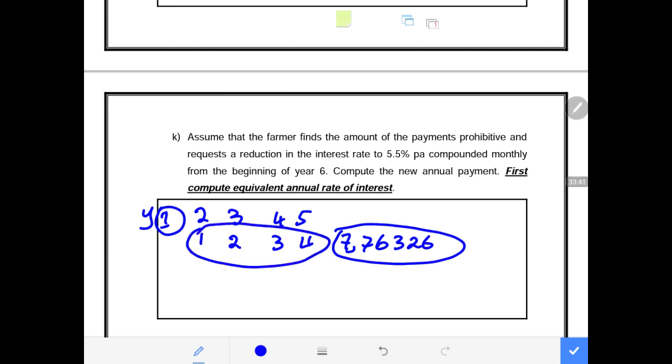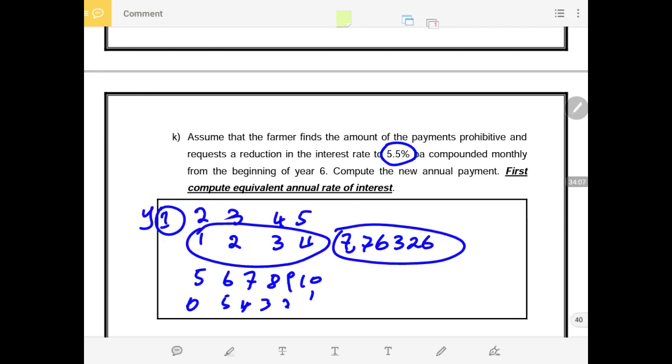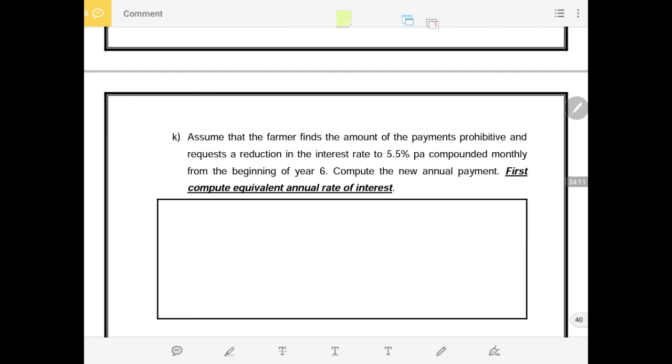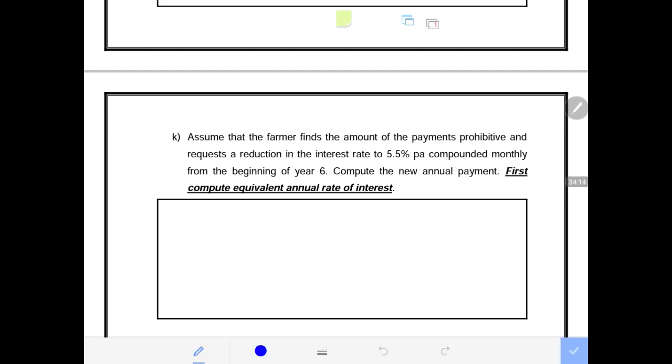Then he wants the interest now to change to 5.5% per annum compounded monthly, which we need to convert into annual equivalent. For how many years? For the remaining 6 years, which will be for the remaining 6 payments, payment number 5, 6, 7, 8, 9, 10, which is 1, 2, 3, 4, 5, 6. So I just want to bring that across your mind as early as possible, but I'll still go across that. So let us deal with the conversion.